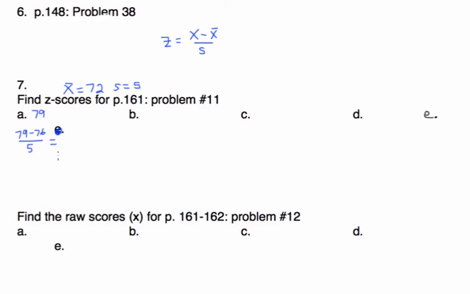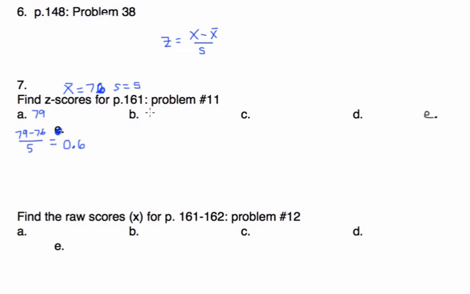Punch it in on your calculator. Make sure to do the top, hit enter, and then divide by 5. 0.6 is the z-score. So you're less than 1 standard deviation above the mean. Oops, this is a 76. Mean should be 76, not 72.